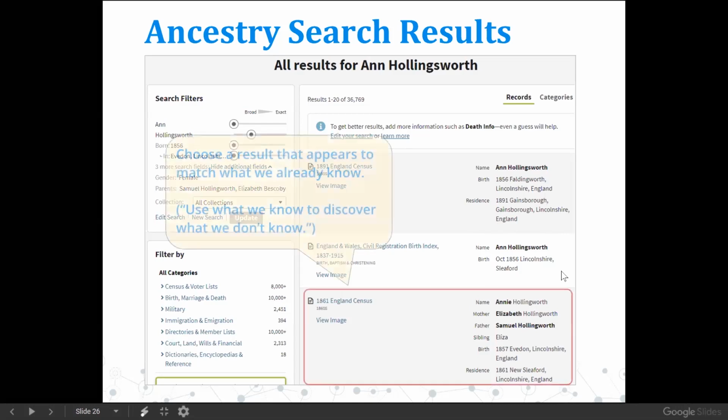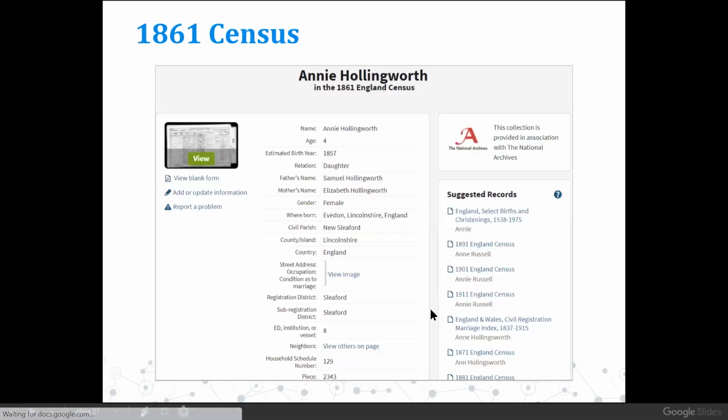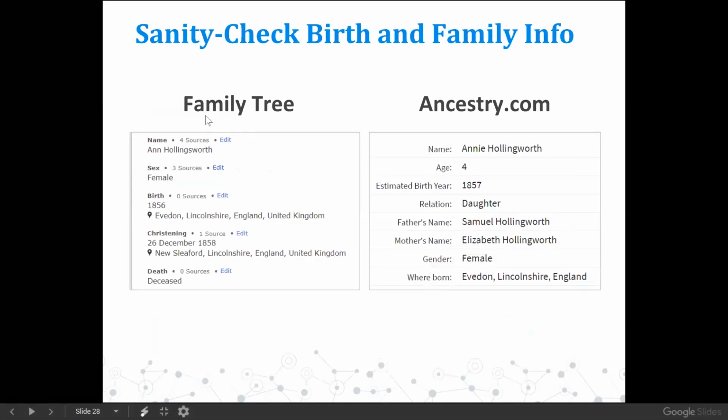But the third one looks like it's a pretty good match. So we're going to use what we know to discover what we don't know. We're going to open up this census page, and then we're going to do a quick sanity check. So I've got a screenshot from Family Tree over here on the left, and then the correlated information from Ancestry on the right, just so that we can sanity check it and say, does this really line up?